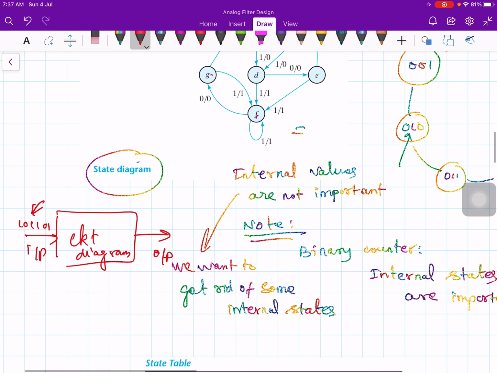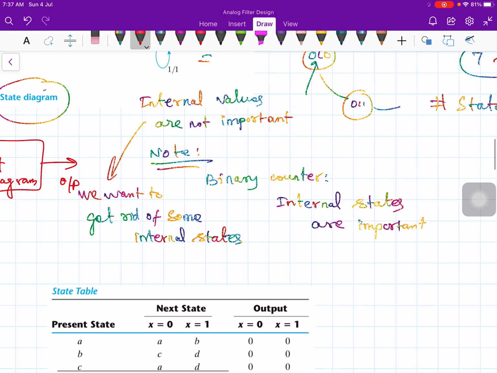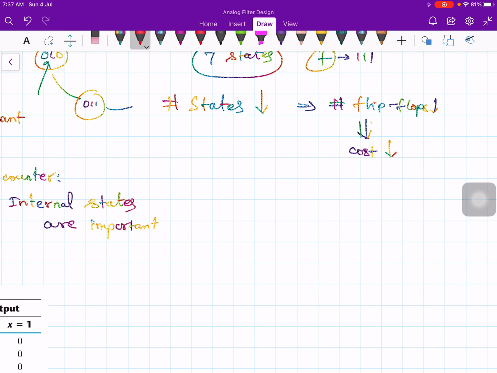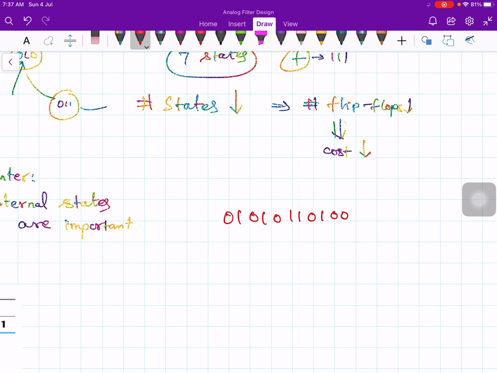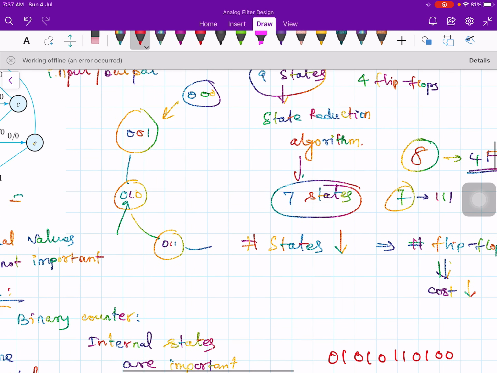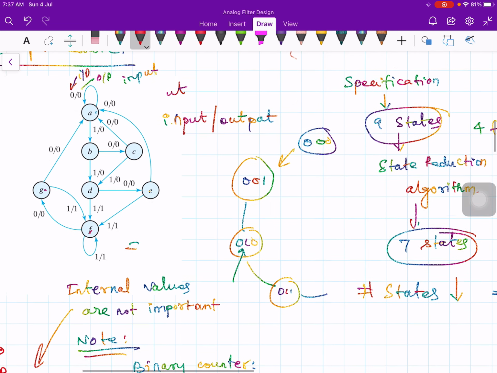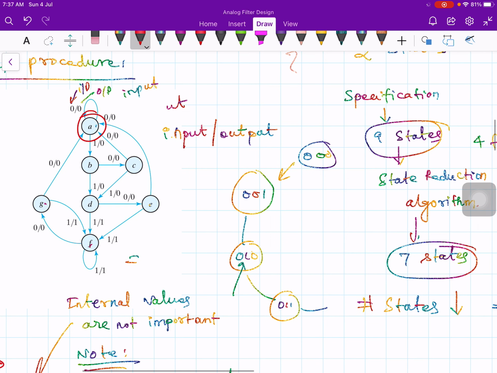So like this I can apply an infinite number of sequences. These sequences are applied to the sequential circuit, and each input sequence results in a unique output sequence. As an example, let us consider the sequence 0 1 0 1 0 1 1 0 1 0 0, and let us start from the state A, this state.